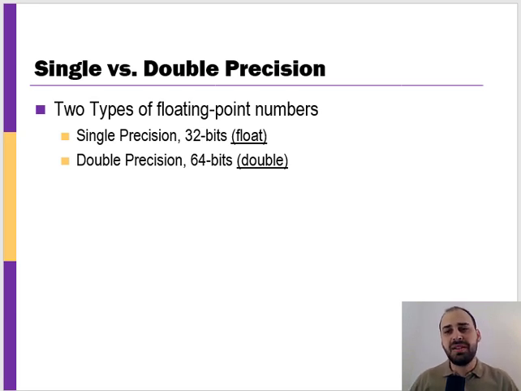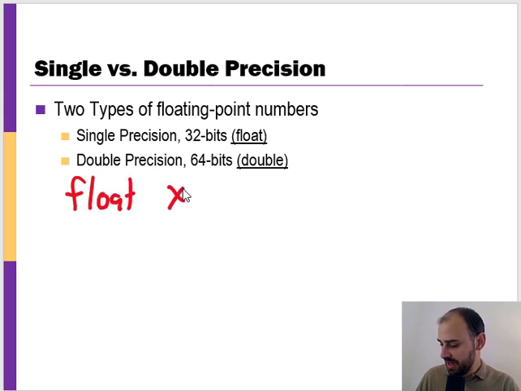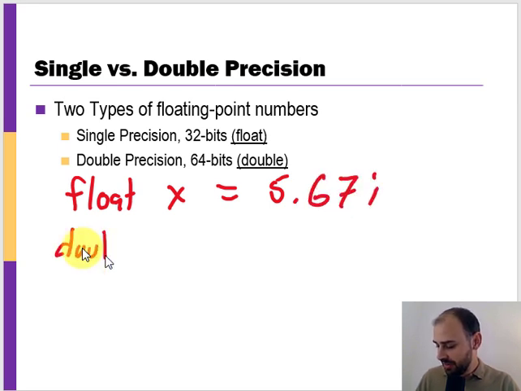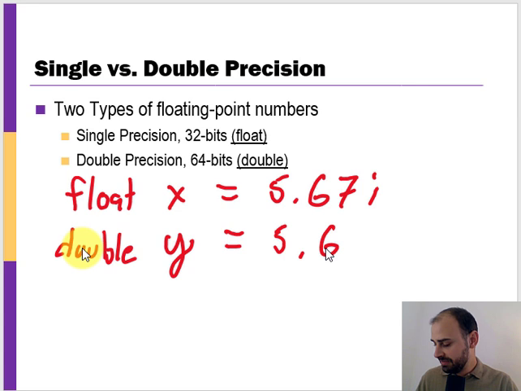We're going to do this using two different types of floating point numbers, referred to as single or double precision, aka float and double. So we can store something like float x equals 5.67, or the other alternative is to use double and do something similar.